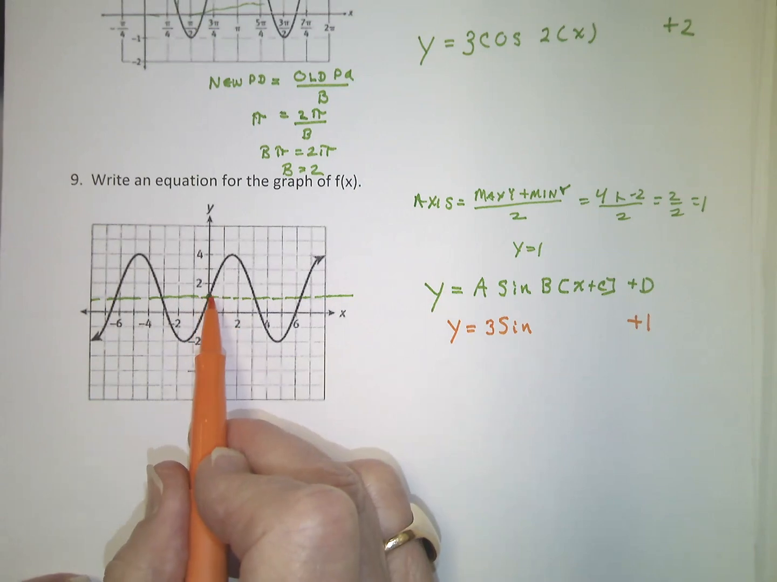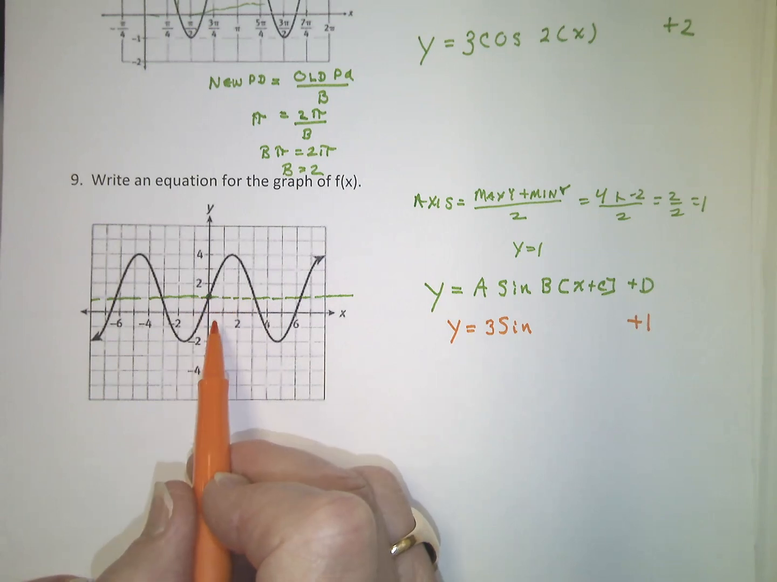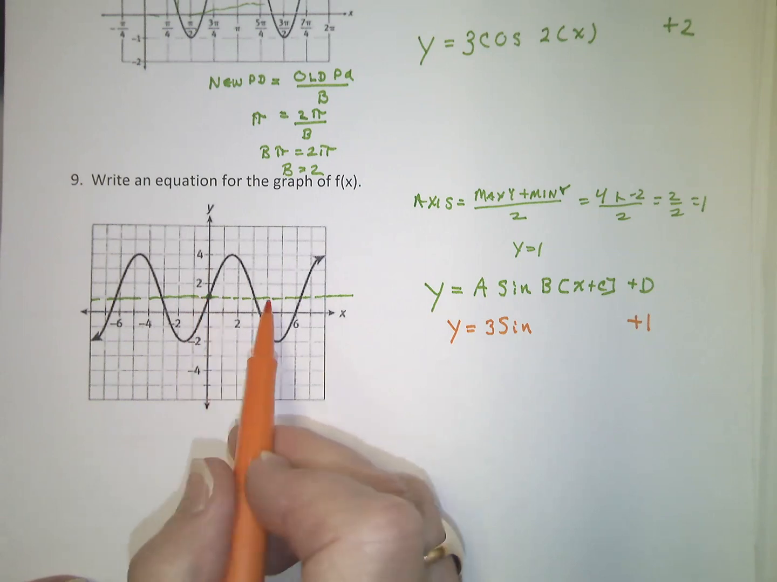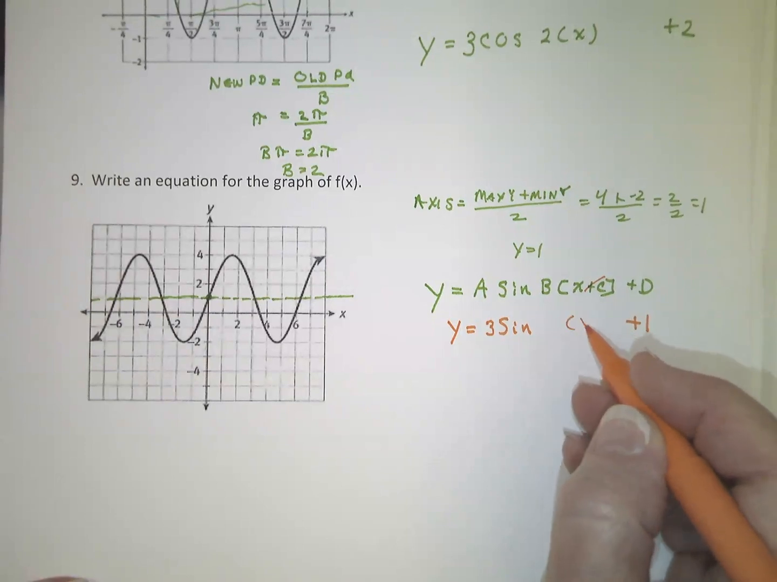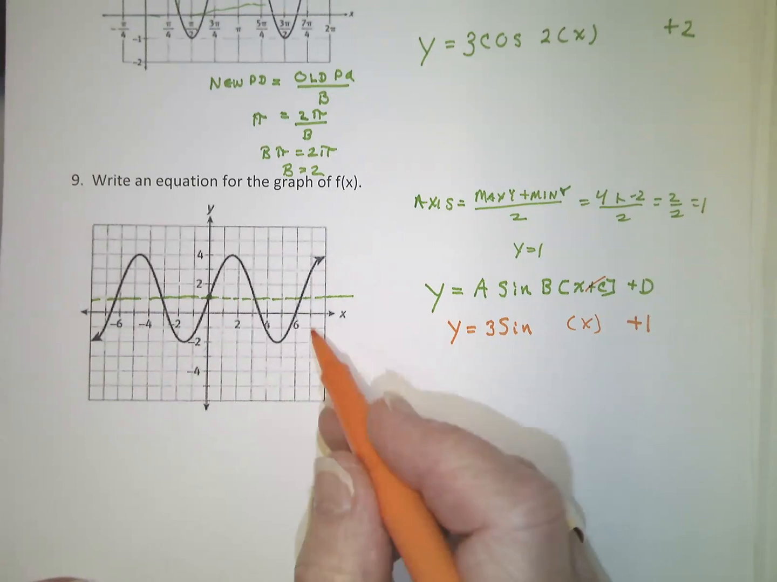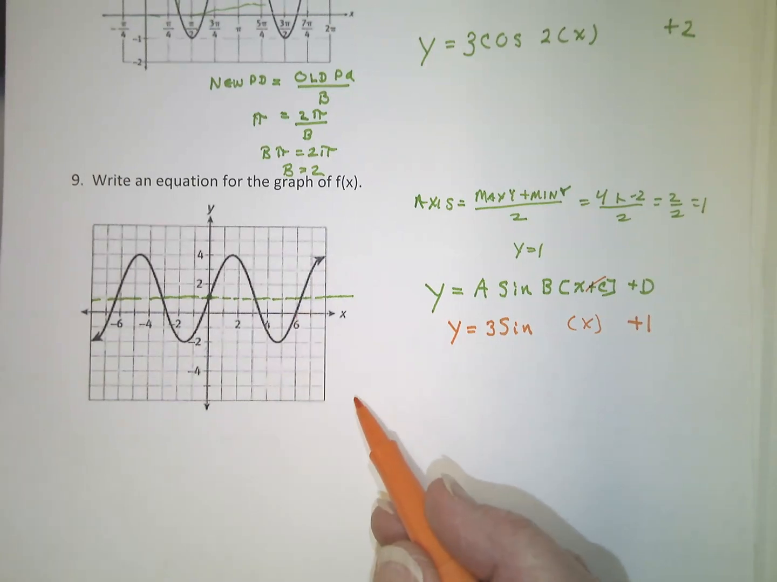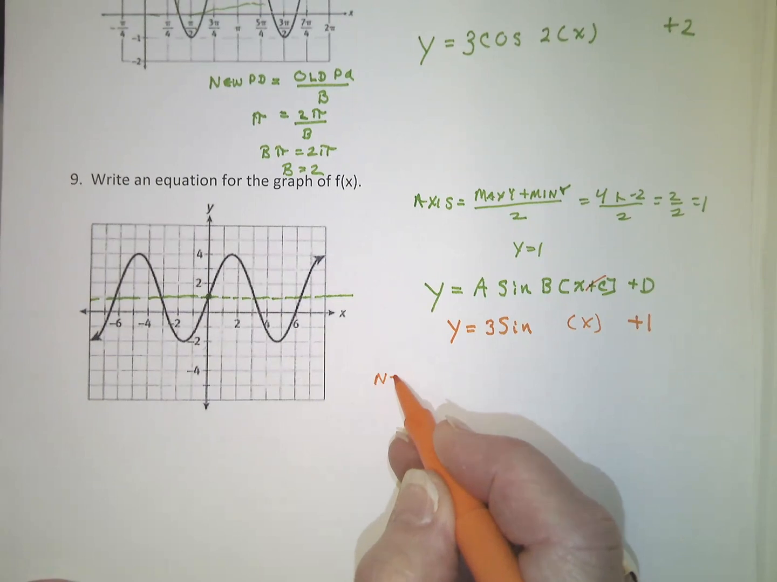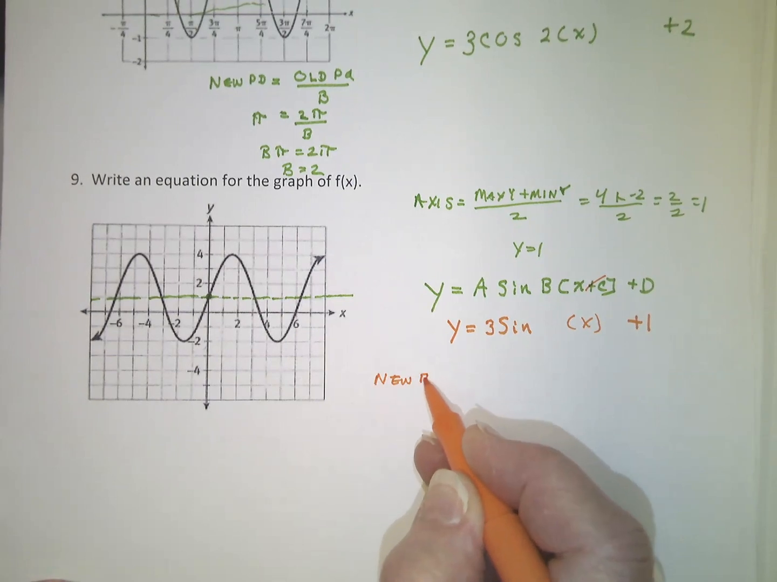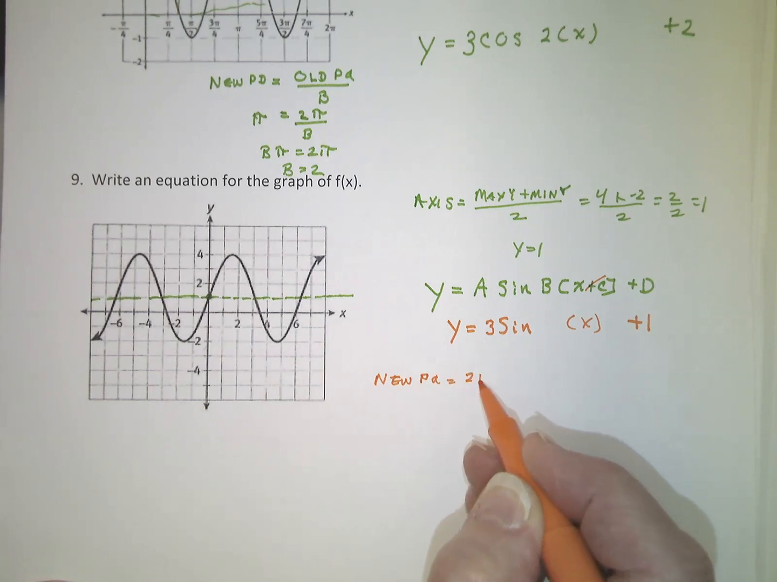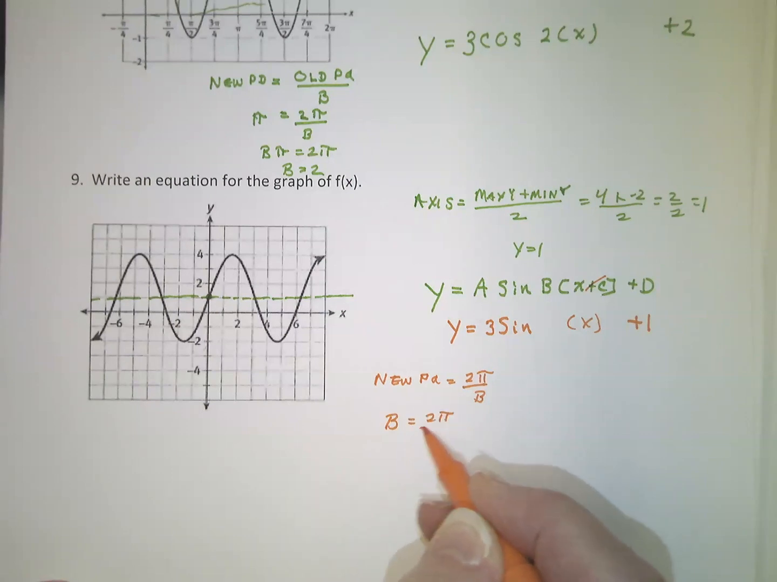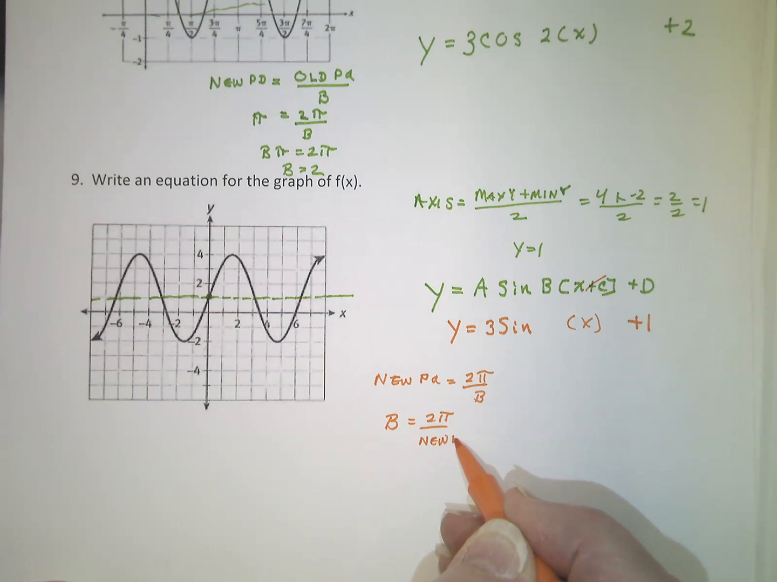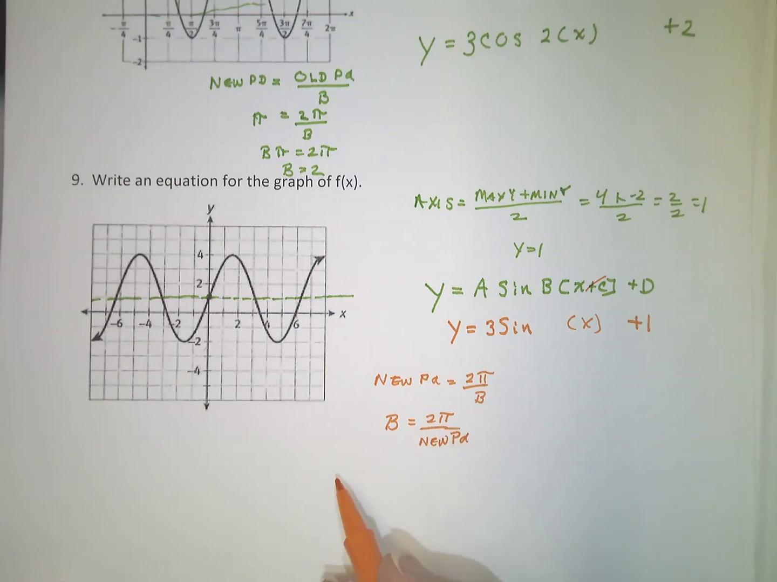Phase shift. Did the original sine graph get moved to the left or to the right? Nope. It got moved up, but it didn't get moved left or right, so there's no phase shift. We're not going to have a plus c in this one. We're just going to have b times x. And we have to figure out who b is. Well, the new period equals the old 2 pi for sine divided by b. So b is going to equal 2 pi divided by the new period. We're going to have to look at the graph to figure out what the period is.